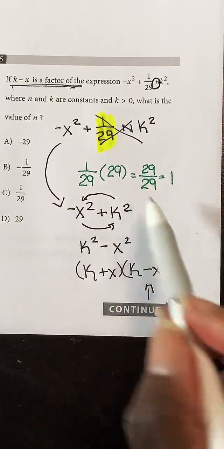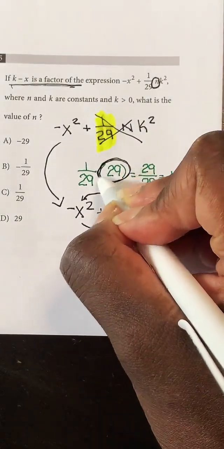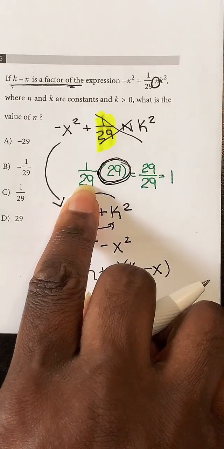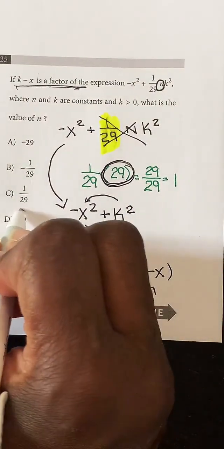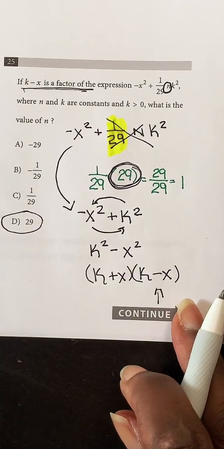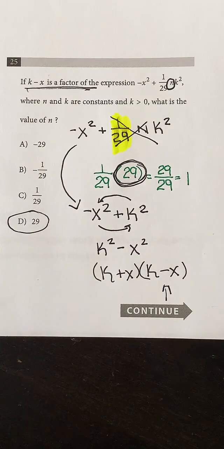But what made this happen was right here. Getting rid of that 1/29 made all of this happen. That's why our answer is D. The n is gone. We put the 29 in for the n.